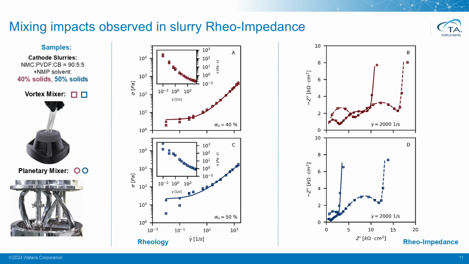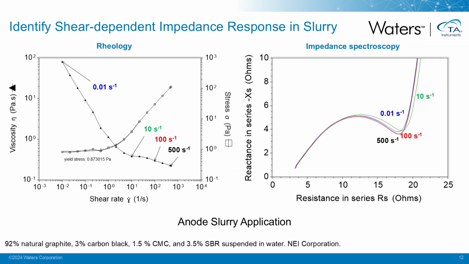We can also do a time-dependent test with this setup, because of course most of the slurries are thixotropic, so they need some time after shearing to go back to the equilibrium structure. So here we tested a sample first again in a shear rate test, and then we took the dielectric spectra at different shear rates, and we can check how the sample changes there.